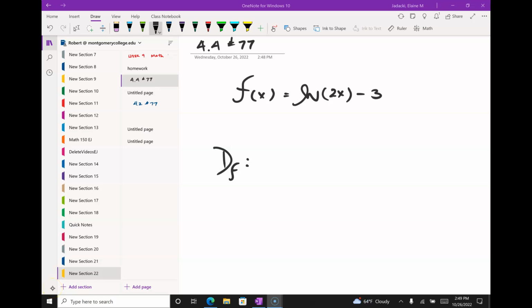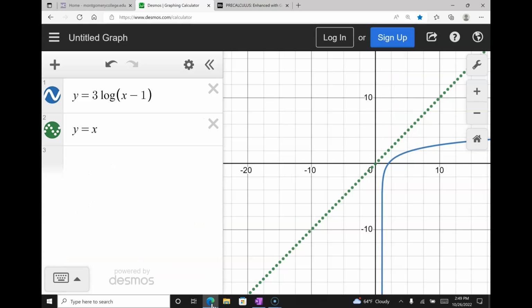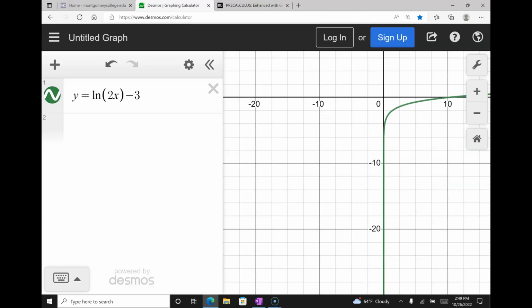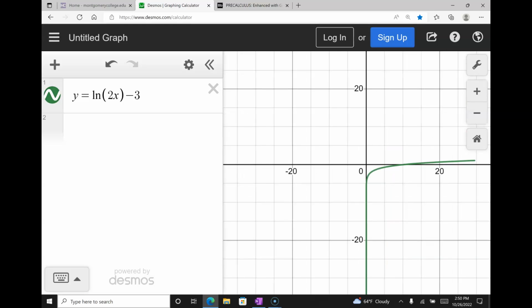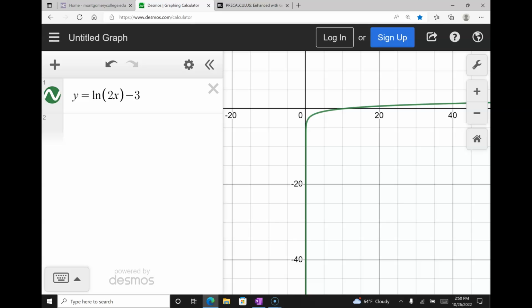What's the domain here? X greater than what? If I graph it, which you should, so y equals the ln of 2x minus 3, right? Look, the domain is easy to see. You can see a vertical asymptote of x equals 0, right? Yes?